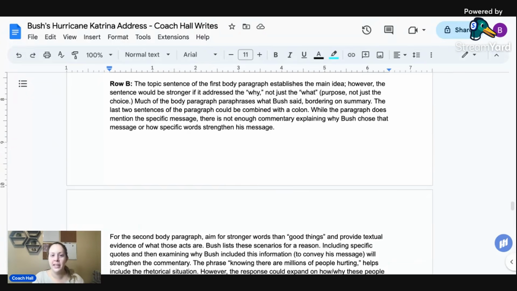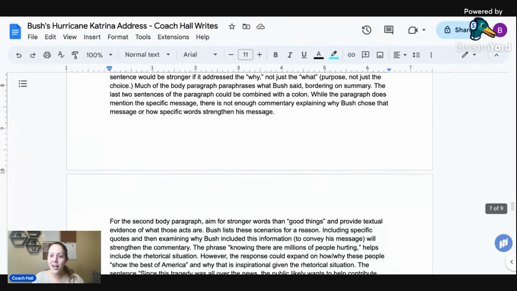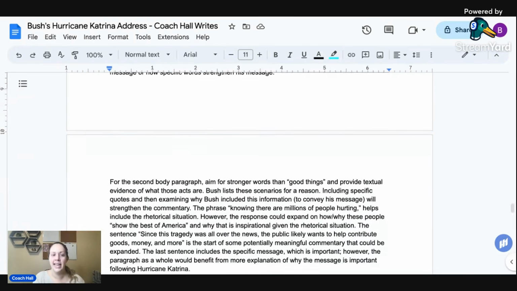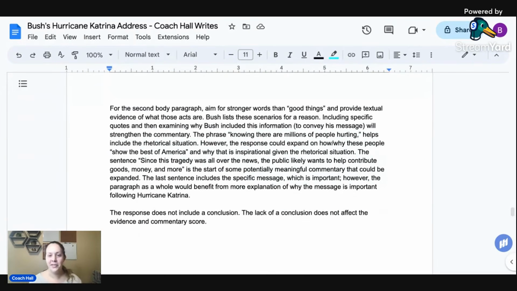But overall, body paragraph 1 does have a little bit of commentary, but not as much as we would like to see. We already talked about the phrase good things and how we could choose stronger words there. We also want textual evidence of what those acts are. And then we talked about how there's commentary at the end of the paragraph, but that commentary could arguably be expanded. We also could potentially have it woven throughout the paragraph sooner as well.